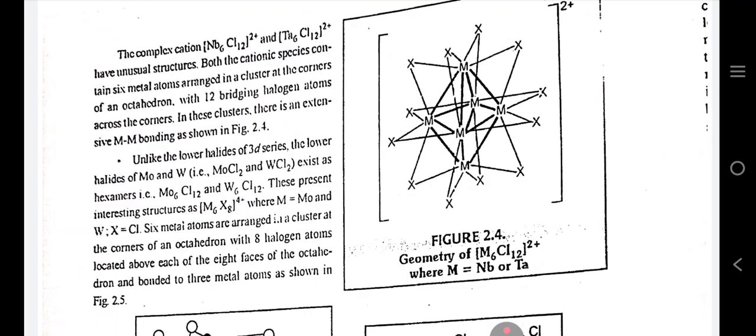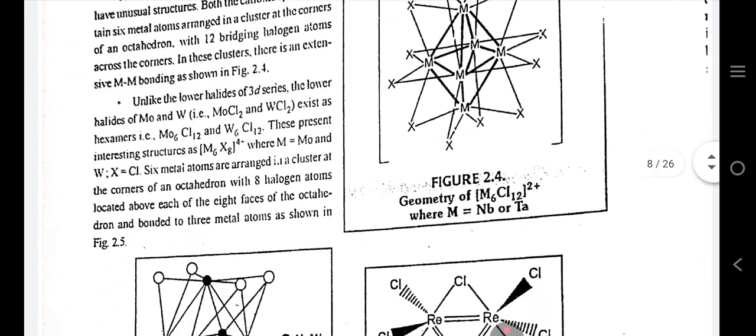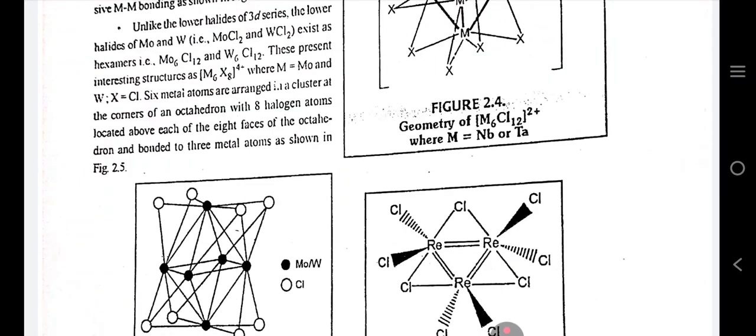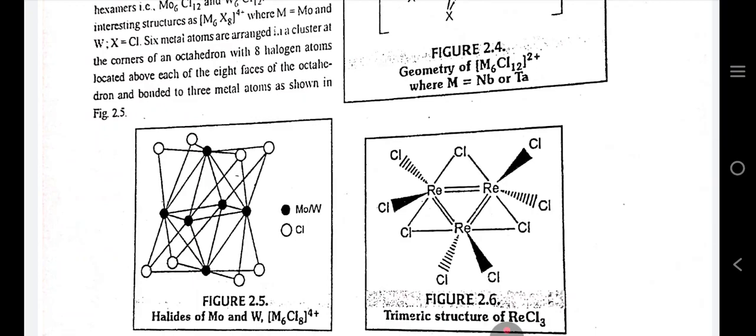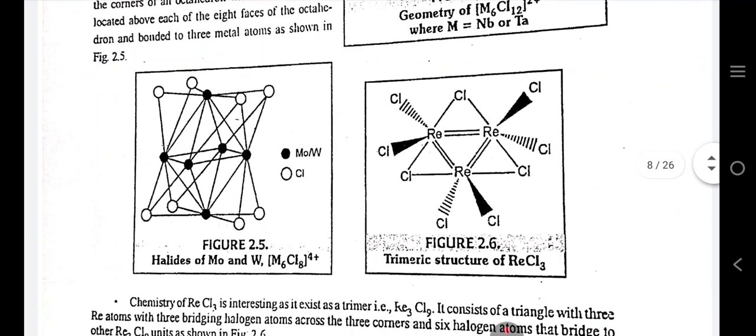Both the cationic species contain 6 metal atoms arranged in a cluster at the corners of an octahedron with 12 bridging halogen atoms across the edges. In these clusters, there is extensive metal-metal bonding, as shown in figure 2.4. Unlike the lower halides of the 3d series, the lower halides of molybdenum and tungsten exist as hexamers. These present interesting structures. 6 metal atoms are arranged in a cluster at the corners of an octahedron with 8 halogen atoms located above each of the 8 faces of the octahedron and bonded to 3 metal atoms, as shown in figure 2.5. Look at this.